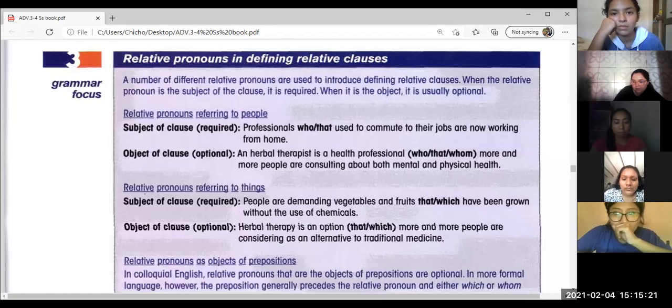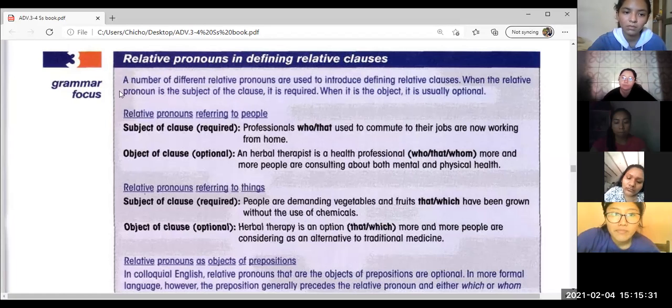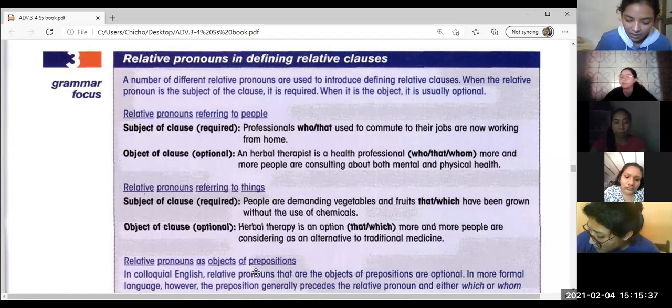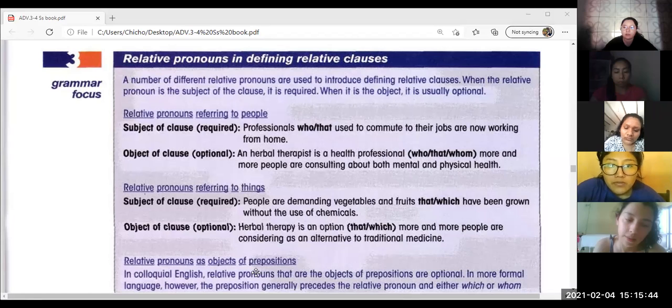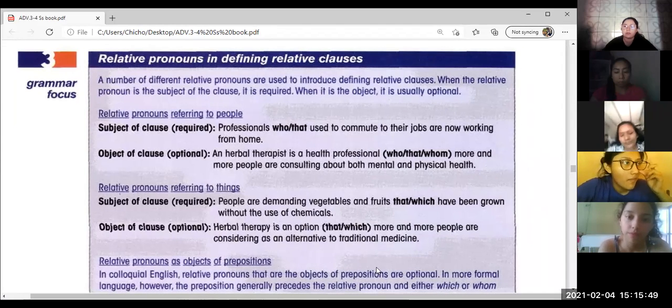And we are going to talk about defining relative clauses in this part of the lesson, okay? So, Melanie, please, can you read the first part of the grammar panel here? Okay. Relative pronouns in defining relative clauses. A number of different relative pronouns are used to introduce defining relative clauses. When the relative pronoun is the subject of the clause, it is required. When it is the object, it is usually optional.